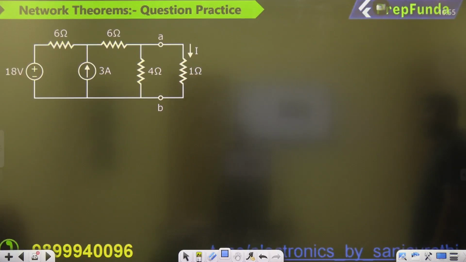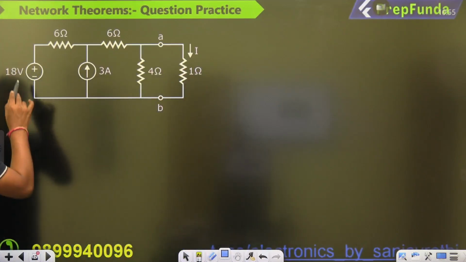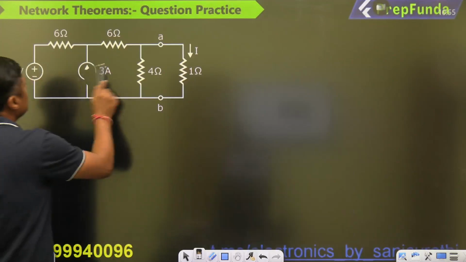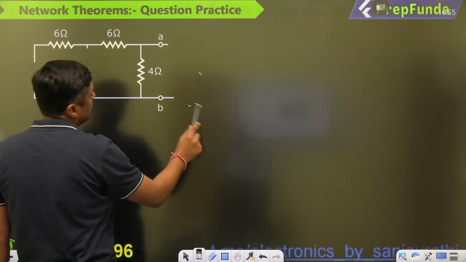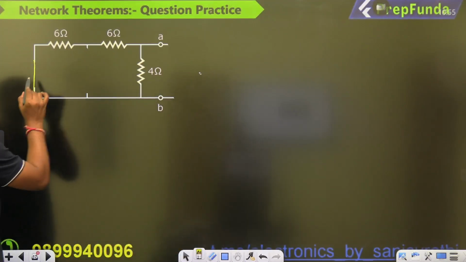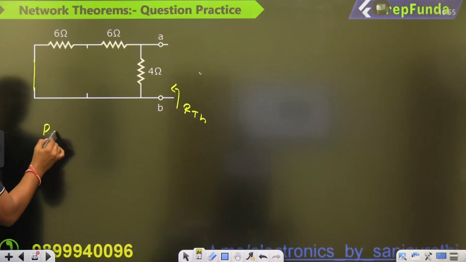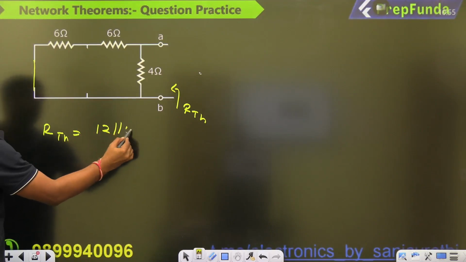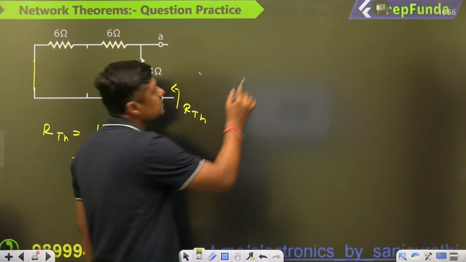Now VOC is 9 volt. So what is the RTH? RTH means the current source will act as open circuit, voltage source will act as short circuit. What is the RTH here? This will act as open circuit, this will act as short circuit, and this is short circuited. What is the resistance from this point? So RTH is nothing but 6 plus 6, 12, and 4 in parallel, which is nothing but 3 ohm. Now you have the RTH, you have the VTH.